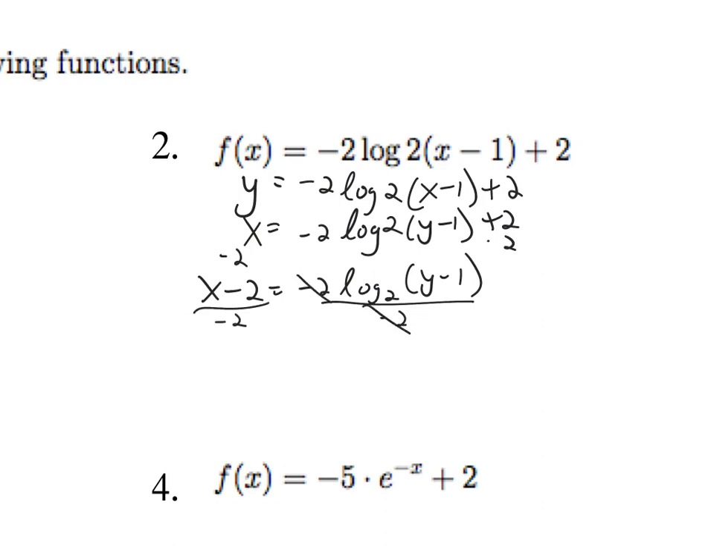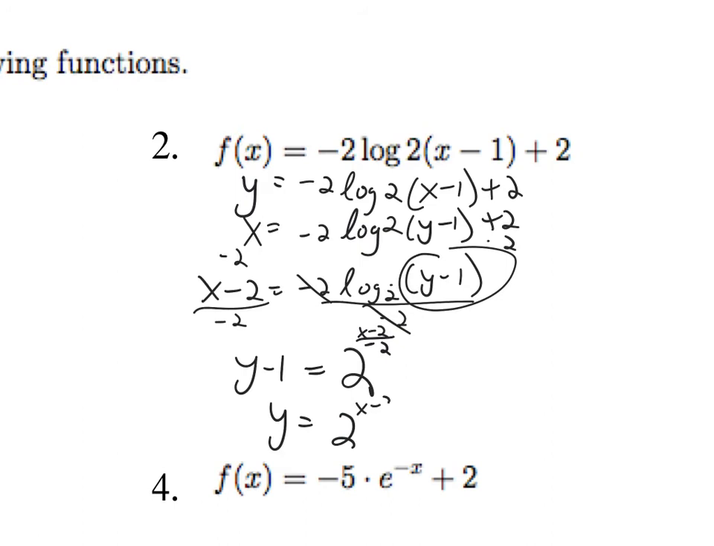There we go. And then if I were to write this in exponential form, this 2 becomes big, and then this side right here switches with this side. So this is 2 raised to the power of x minus 2 over negative 2 equals y minus 1, and I add 1 to both sides. So my inverse function is this. 2 raised to the power of x minus 2 over 2 plus 1.